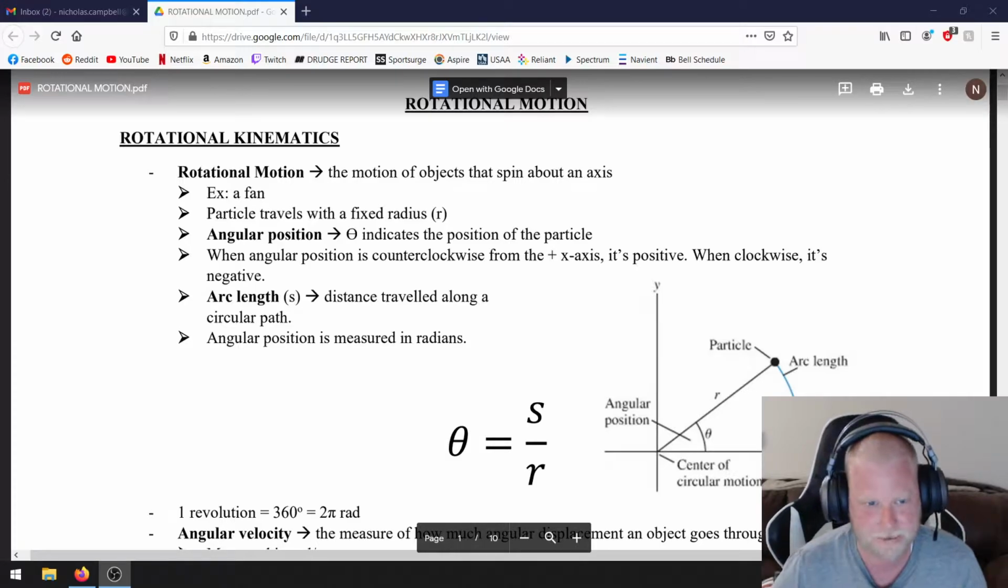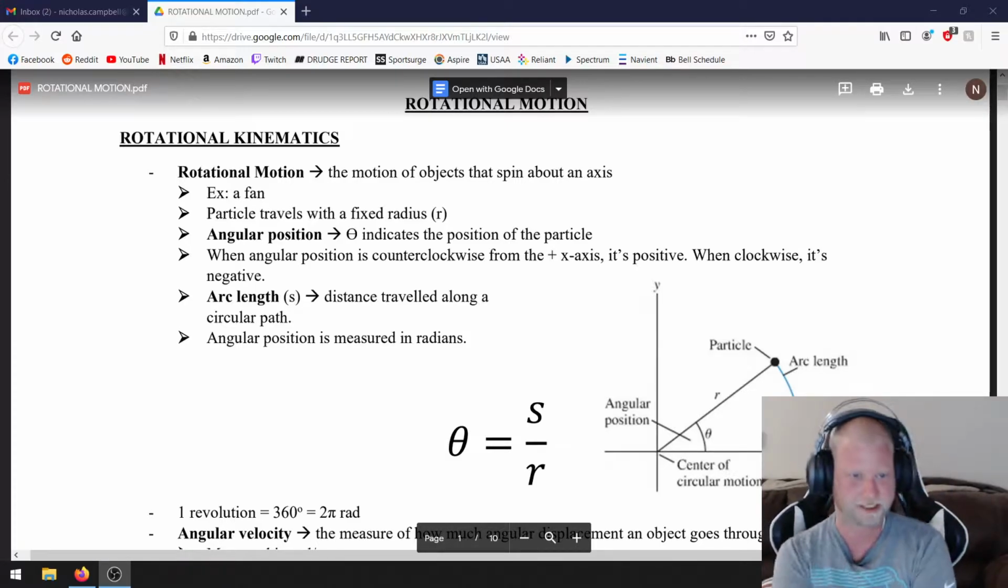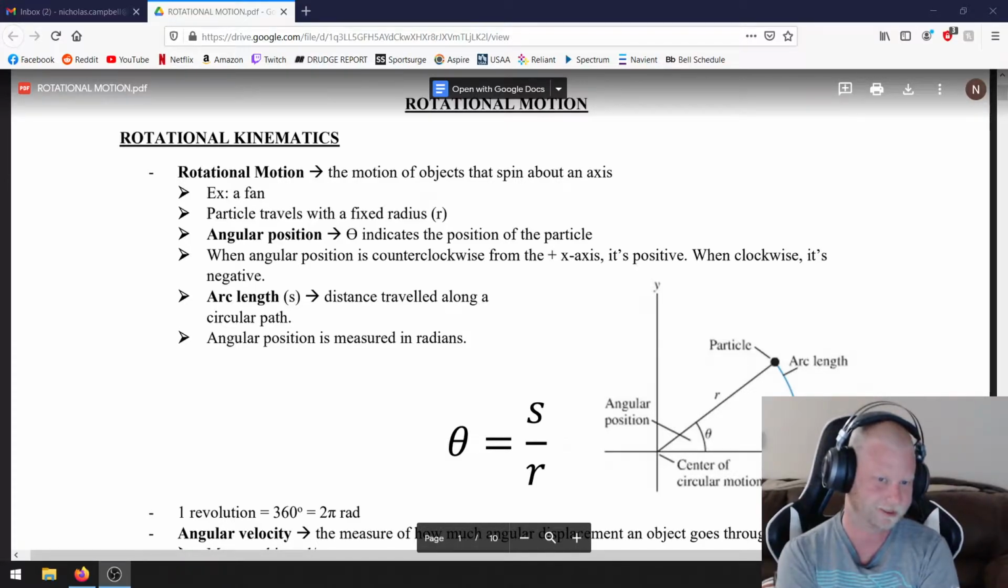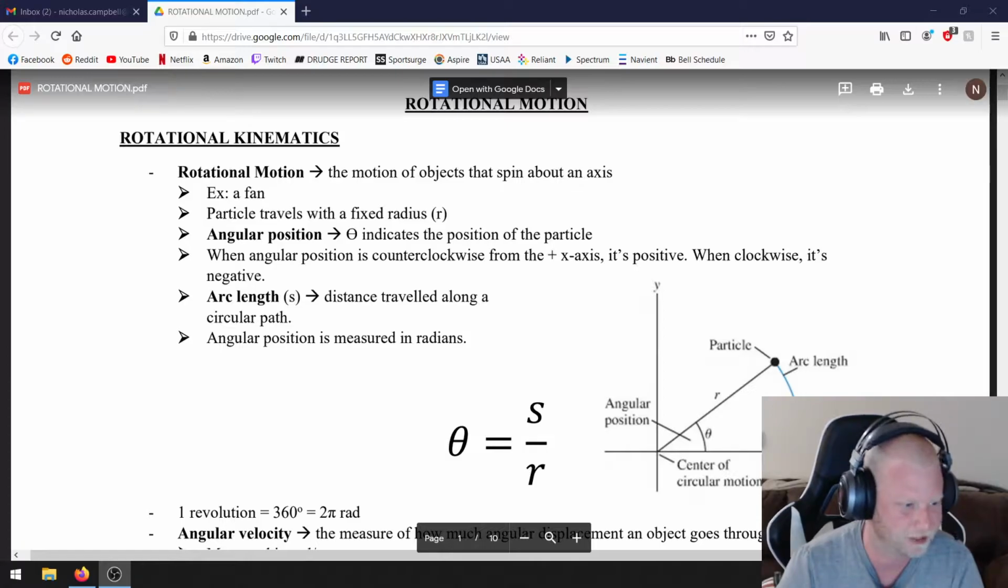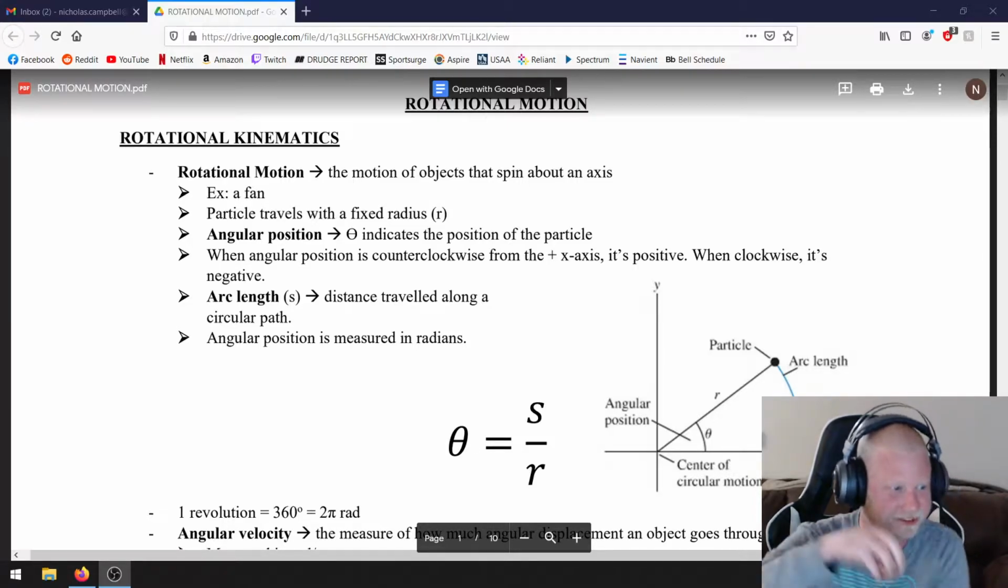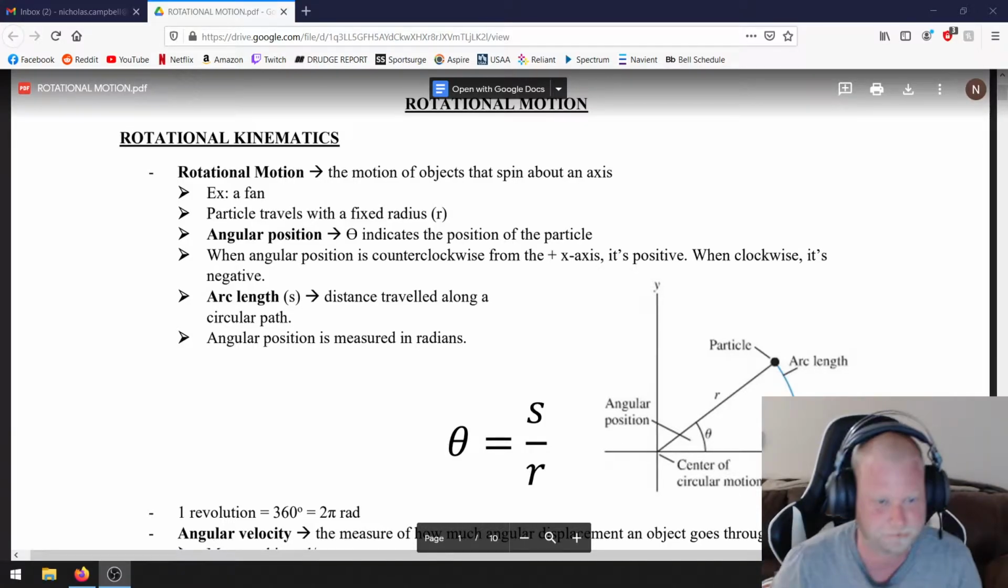Now, anytime we're talking about rotational motion, what we're talking about is objects that spin about some sort of fixed axis. So a good example would be a fan or a merry-go-round or a wheel. So anything that is spinning around some center of rotation.